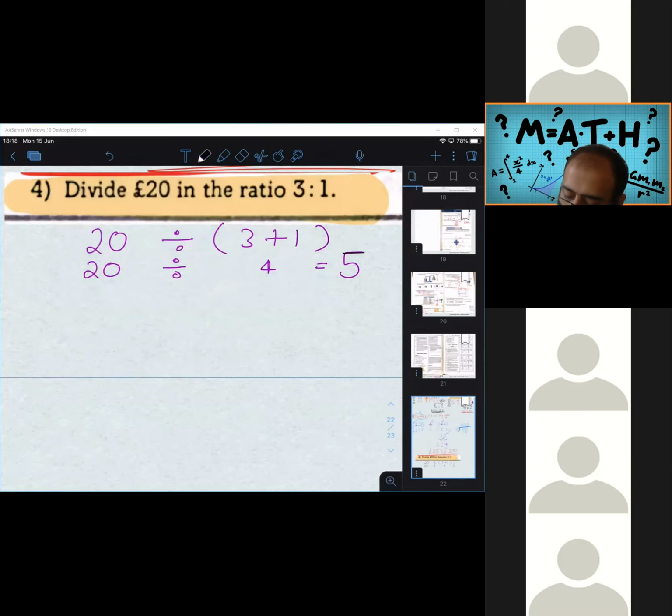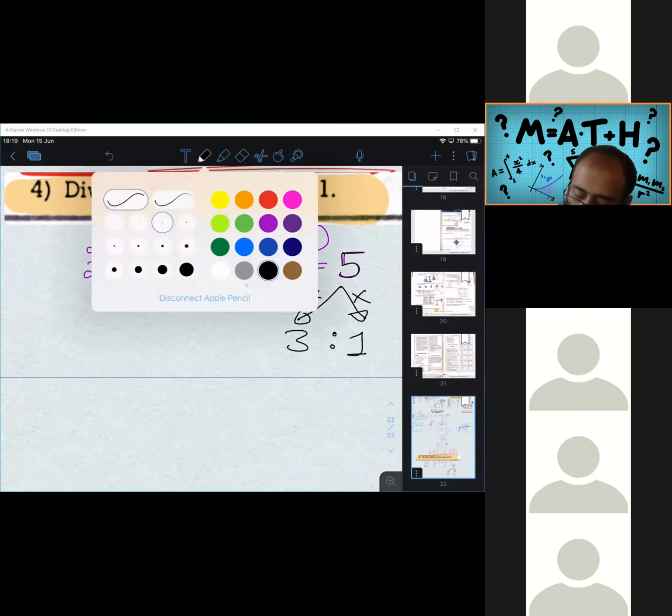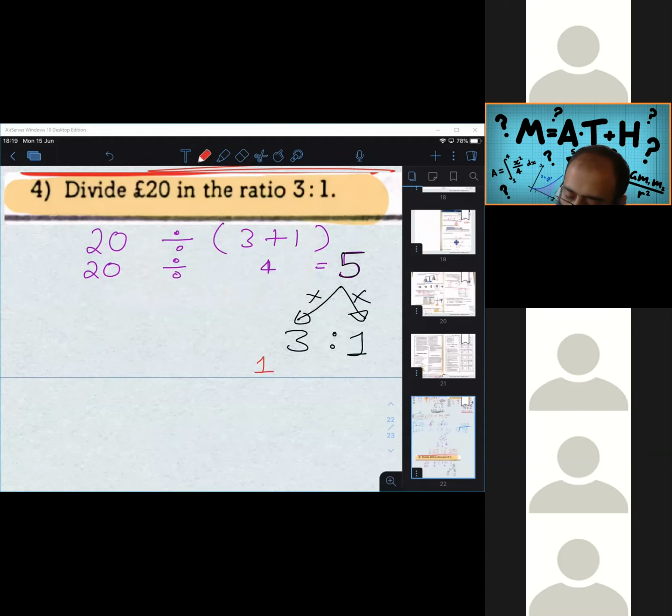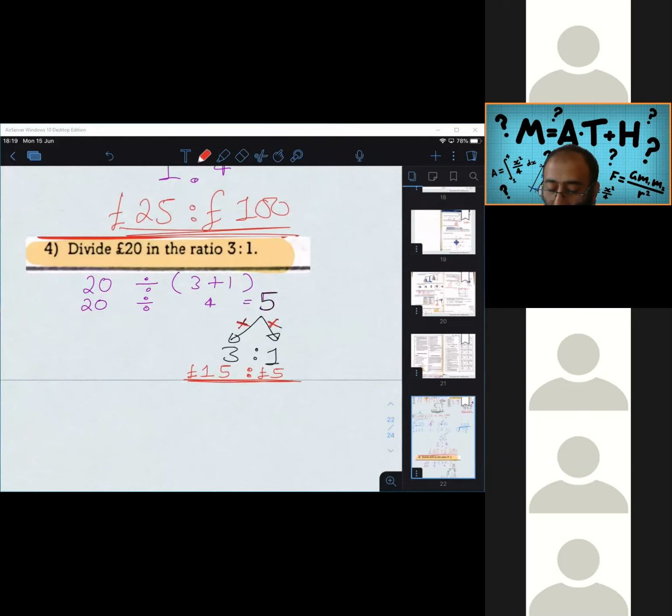Then you write the triangle thing, and then you do your multiplication. 5 times 3 is 15, and 5 times 1 is 5. Done. Okay, then with the 2 questions I gave you for the class for example.